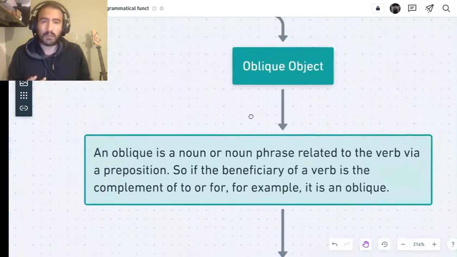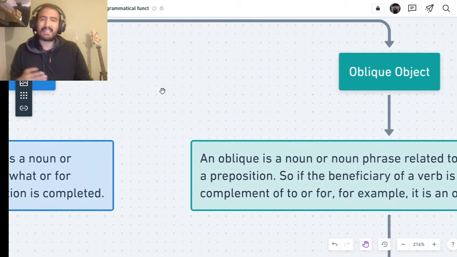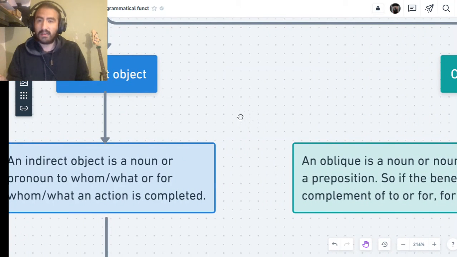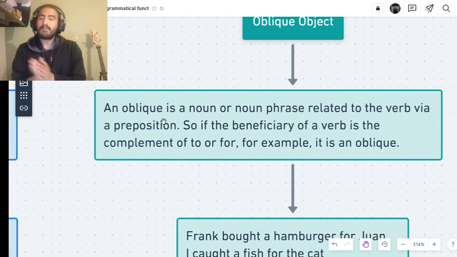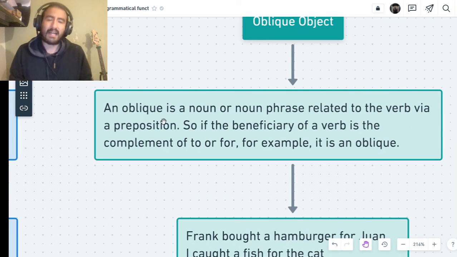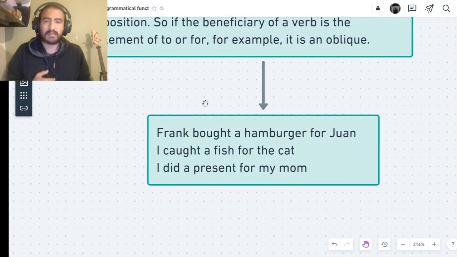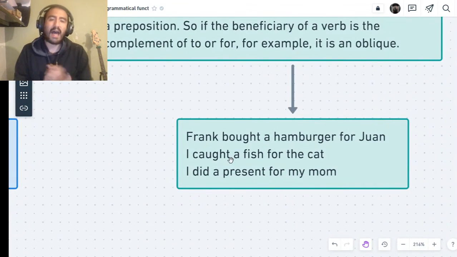And the last one, the oblique object, is kind of the same as the indirect object, but with a slight difference. An oblique is a noun or pronoun phrase related to the verb via a preposition. So if the beneficiary of a verb is the complement of to or for, for example, it is an oblique, like these examples. Frank bought a hamburger for Juan.